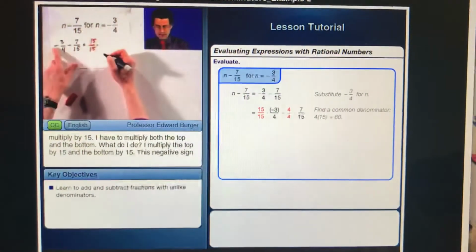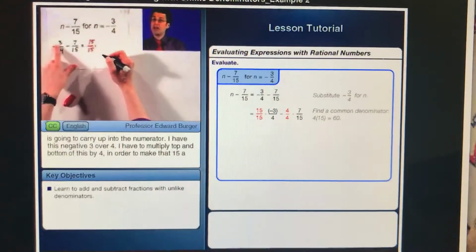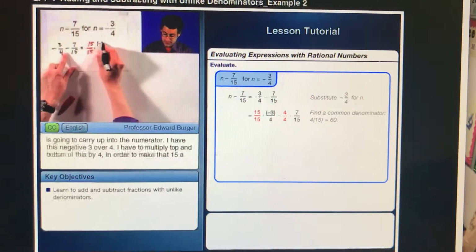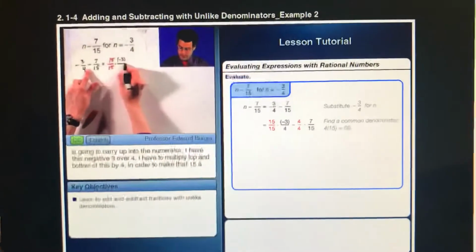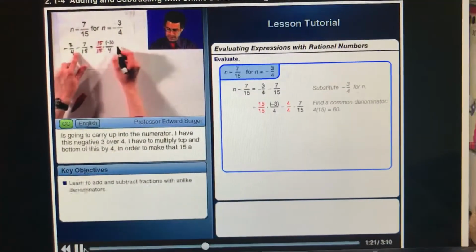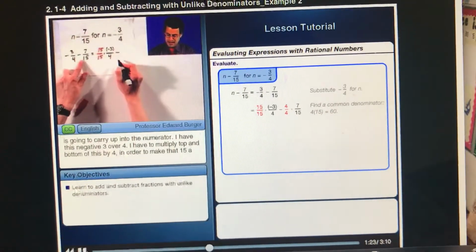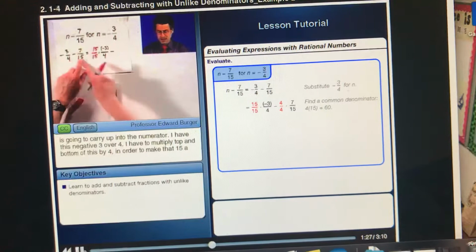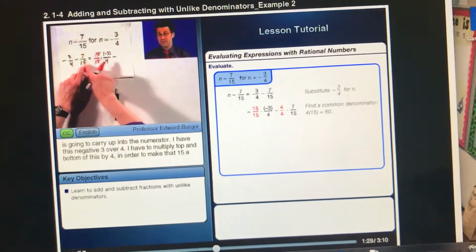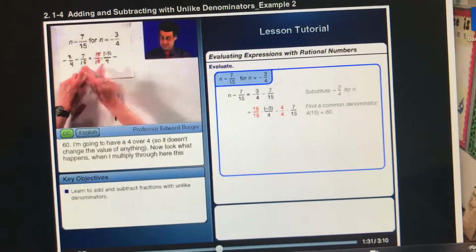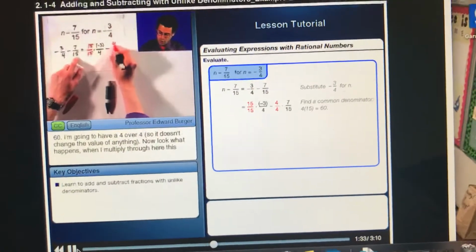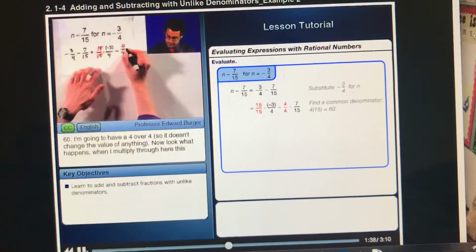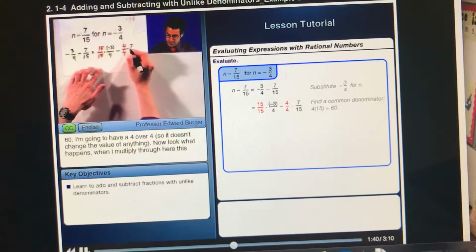And this negative sign is going to carry up into the numerator. And so I have this negative 3 over 4. And then I have minus, well, I have to multiply top and bottom of this by a 4 in order to make that 15 60. So I'm going to have a 4 over 4, so it doesn't change the value of anything. 7 over 15.